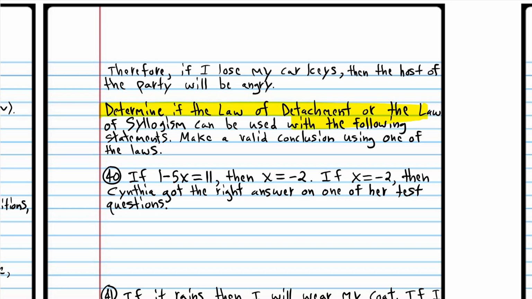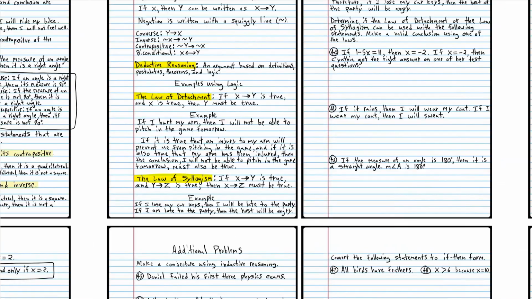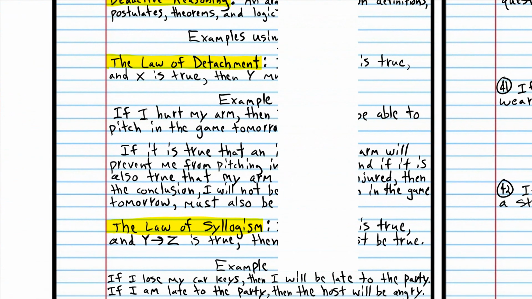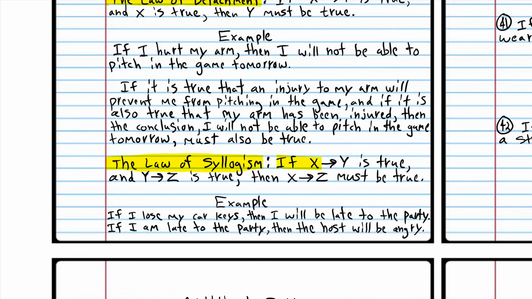Determine if the law of detachment or the law of syllogism can be used with the following statements, and if they can, make a valid conclusion using one of the laws. So again, these laws help us to come up with conclusions. If x then y is true, and if x is true, our conclusion is y must be true. If x then y is true, and if y then z is true, then if x then z must also be true. I don't think I was using the if in those statements, but I meant to use if.